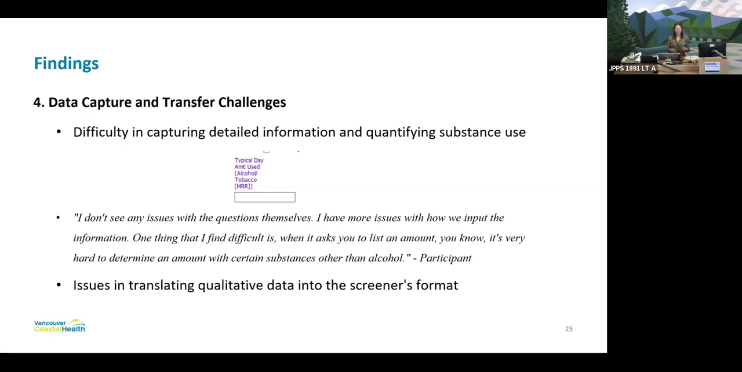They felt they needed some kind of scale or matrix to define this. If someone says, I use a point, what does 1 point mean? Or if I use half a bag or a quarter of a bag, what does that mean in actual amount? I have another quote from a participant: "I don't see any issues with the questions themselves. I have more issues with how we input the information. One thing I find difficult is that when it asks you to list an amount, it's very hard to determine amount with certain substances other than alcohol." Participants also felt there were issues translating the qualitative data into the screener's format because of its rigidity.